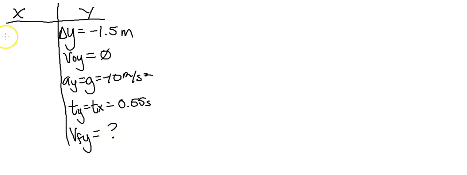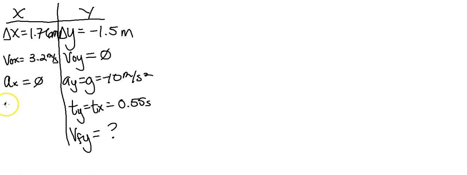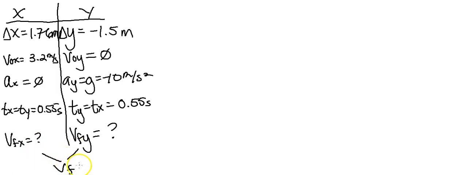Now, x, we know that the delta x, since we just calculated it, was 1.76 meters. The v initial in the x direction was 3.2 meters per second. The acceleration in the x direction is 0, doesn't exist. Time in the x, time in the y, 0.55 seconds, and we need v final x. And then together, these two are going to equal our v final total. So that's what we're ultimately looking for. So in the problem, what we need to do is figure out v final y and v final x.